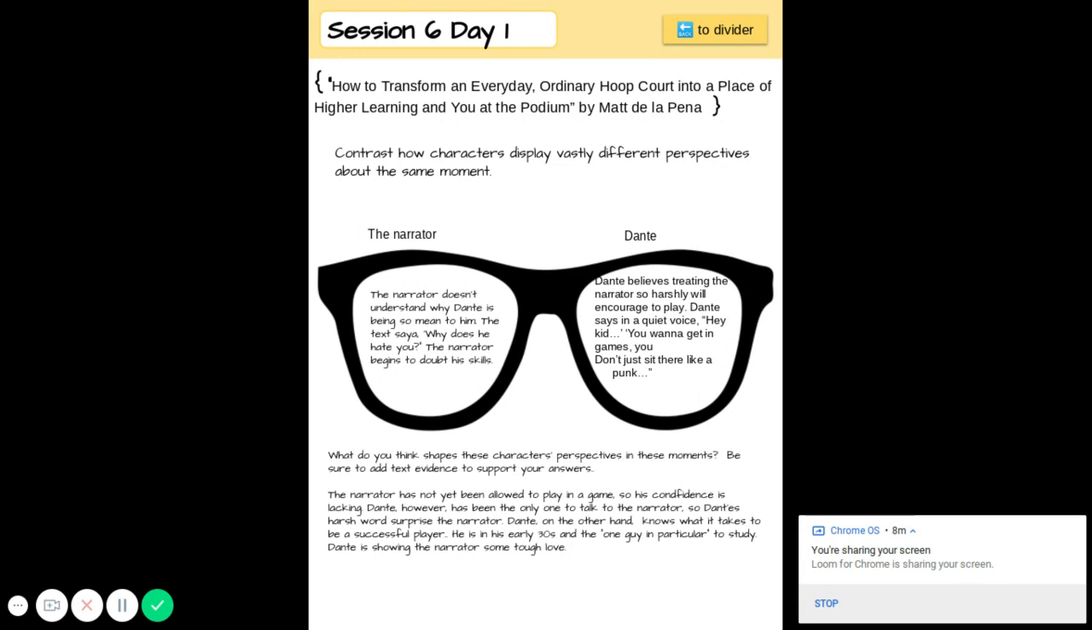And then, actually, you know what? Let's take a look at the actual text so that we get a better understanding of what exactly it is I'm talking about here. So if you just give me a moment, moving exactly to my text, where I believe it's called Don't Just Sit There Like a Punk.